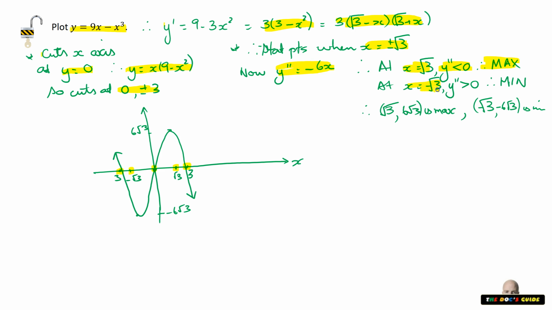At x equals minus root 3, our second differential is positive, so it's concave up, so it's a minimum turning point. So we go ahead then and find the y-coordinate associated with our turning points, plot those points, and we can see that our maximum and minimum, when we've got all of our clues together, we just put in the curve.